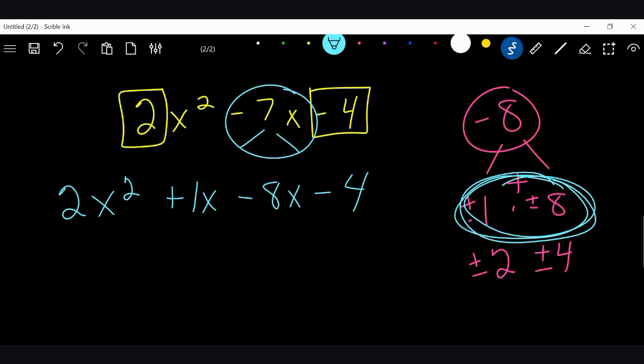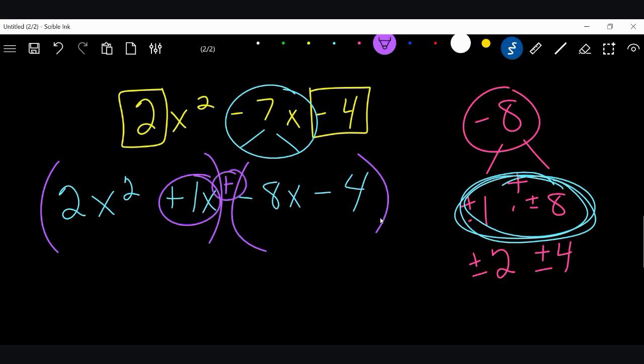So what we want to do now is group these together. And I'm going to put that negative sign inside of that. So we're going to be adding that. Basically we're adding a negative. So we're taking 1x and we're adding a negative 8x. And that gets us to our negative 7x, right? So if you have 1x and you add a negative 8x, you would get your negative 7x. So that's what we want in the middle. That's how we want the middle to look.